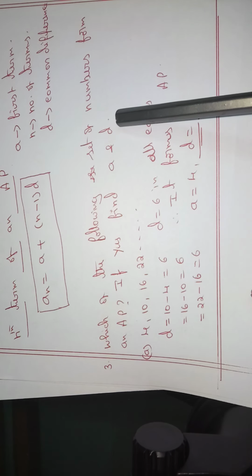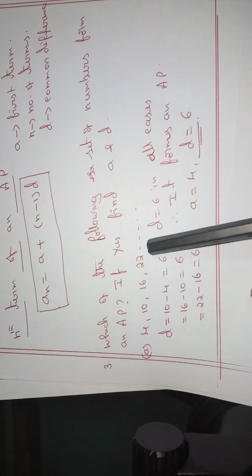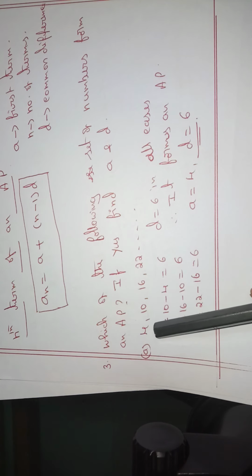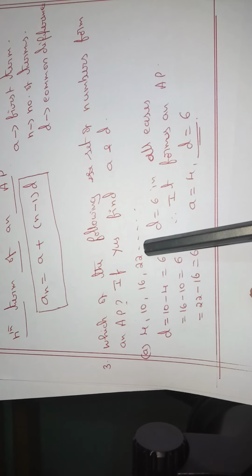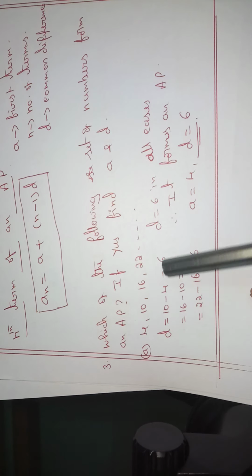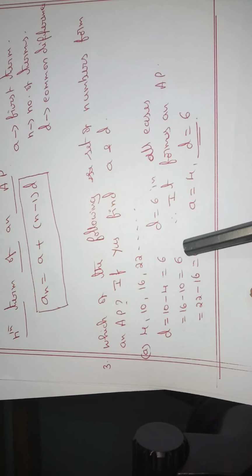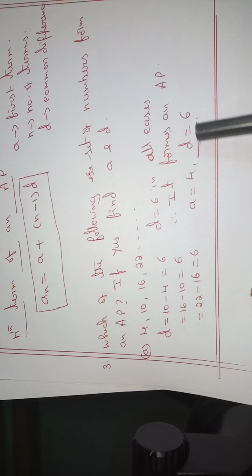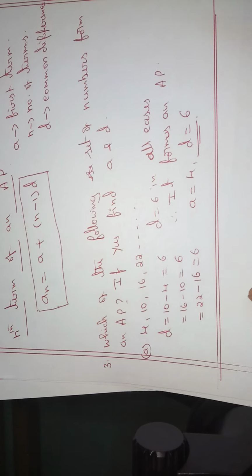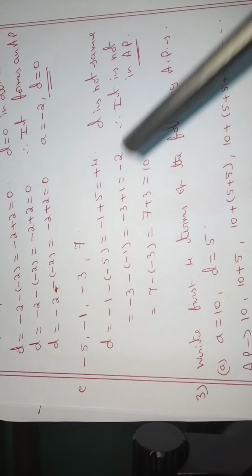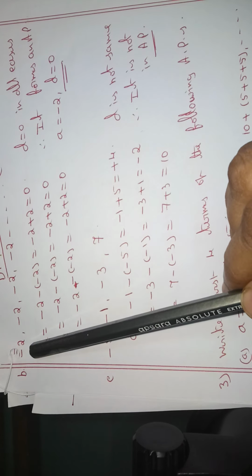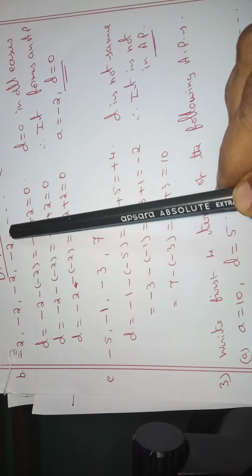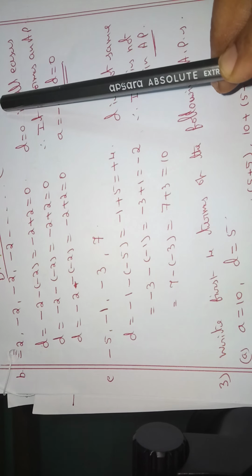Finding A and D in a given AP. 4, 10, 16, 22. 10 minus 4 is 6. 16 minus 10 is 6. 22 minus 16 is 6. Therefore, D is equal to 6, A is equal to 4. Then I gave 2 homework sums for you. Minus 2, minus 2, minus 2, minus 2 and so on.